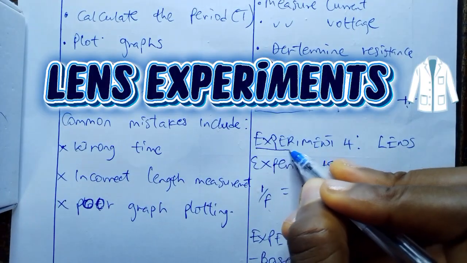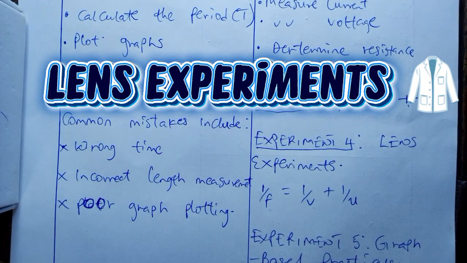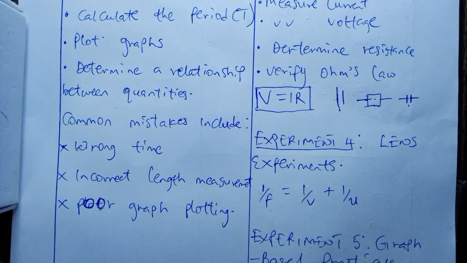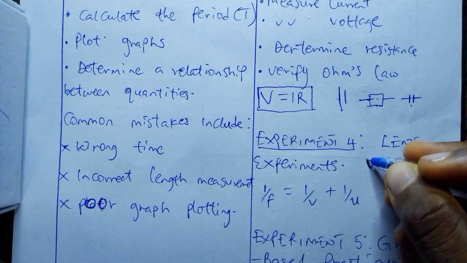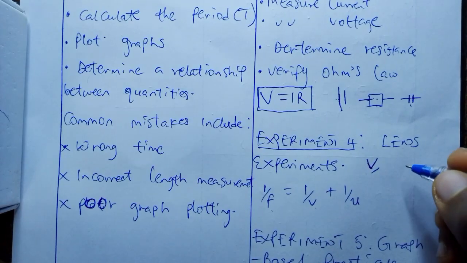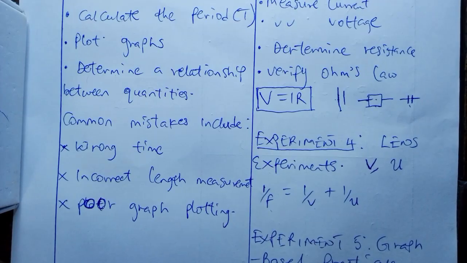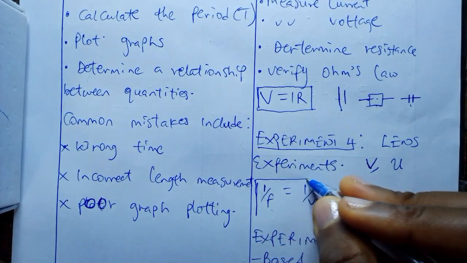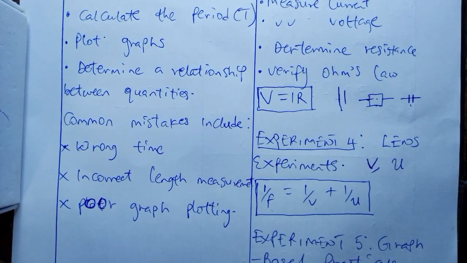Experiment 4, lens. Optics practicals appear regularly. You may be asked to, listen carefully and jot this down, find the focal length, measure your image distance V, measure your object distance U, and establish a mathematical relationship between your image distance, object distance, and focal length. And this is the relationship: 1 over F equals 1 over V plus 1 over U.